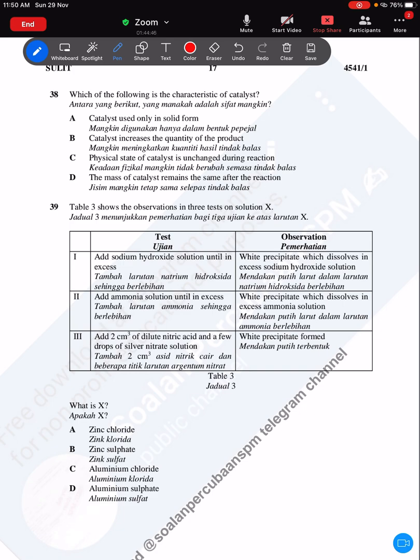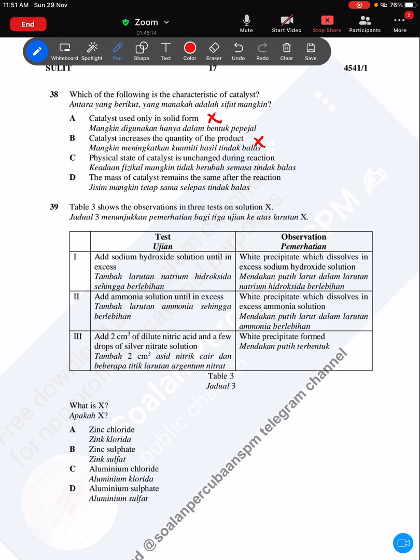Again, a catalyst is a substance added into a chemical reaction to increase the rate of reaction by decreasing the activation energy by providing an alternative pathway. Okay, now we look. Catalyst only used in a solid form? Not necessary. Increase the quantity of the product? No, it only increases the rate of reaction.